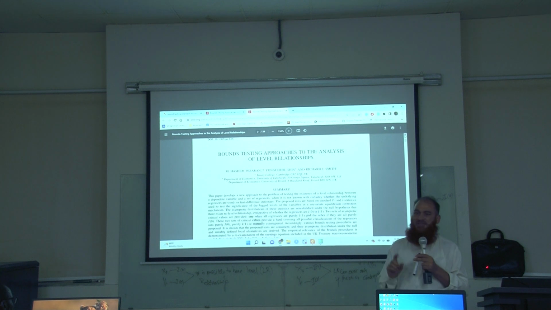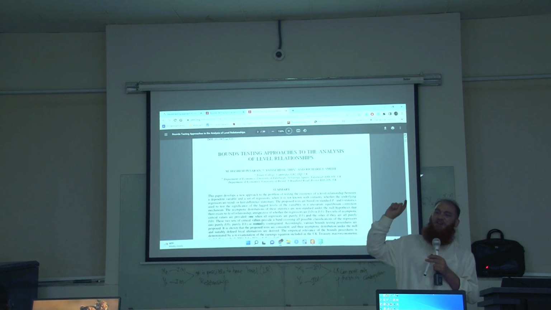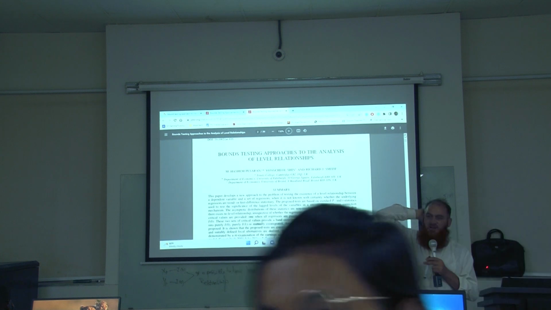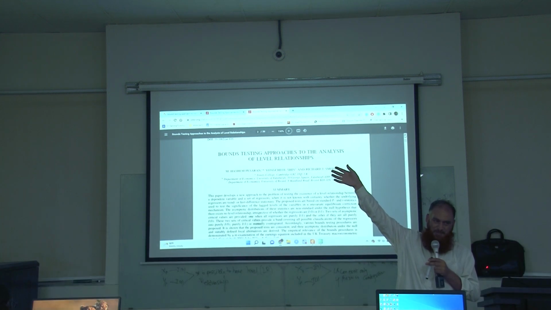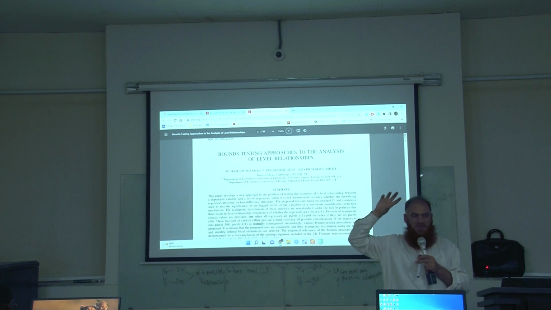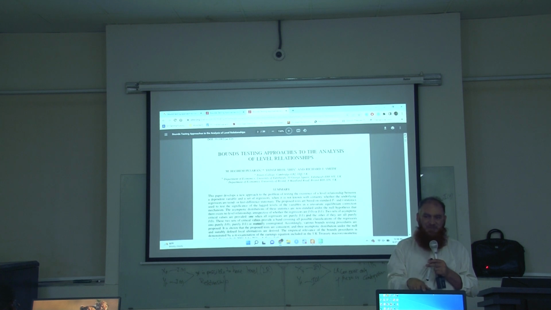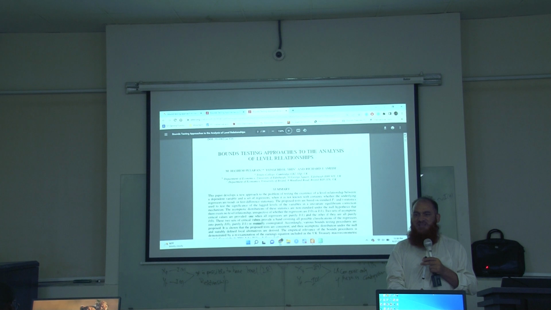ठीक? This bound test verifies long-run relationship, but it does not verify cointegration, which means it's possible that all of the series are I0 and then there is a long-run relationship. And this is also possible that the two series are I1 and then there is cointegration, and that is equivalent to a long-run relationship. This verifies only long-run relationship, but the test does not verify if there is cointegration.